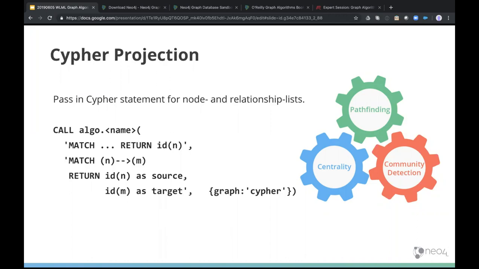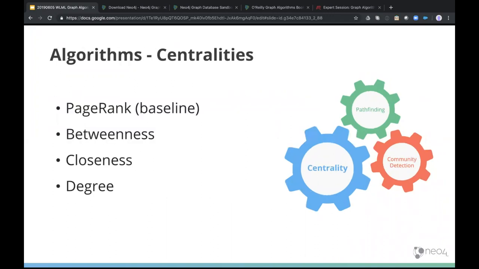You can also provide subgraphs as inputs to an algo. So you can say, okay, I'm going to run a Cypher query inside of my algo, that Cypher query is going to give me a result set, a subgraph, and I'm going to run the algorithm over that subgraph. So those are Cypher projections that you can use.